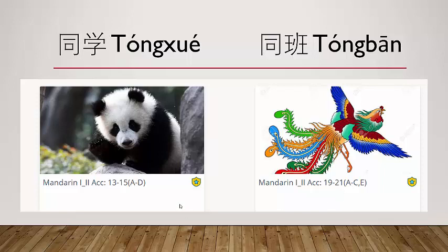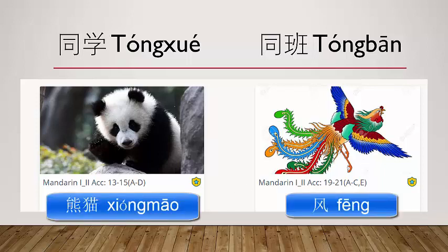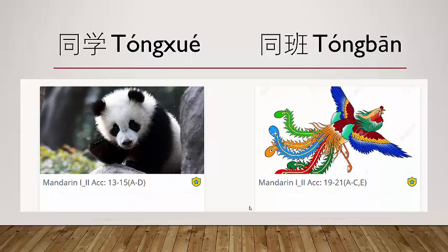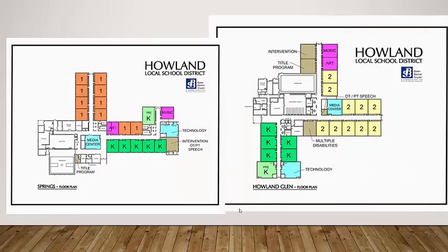So for Mandarin, we have two ban. We have panda ban and phoenix ban, shongmao ban and feng ban. And then in China, it's different from American high schools. Chinese high schools are more like American elementary schools. So you have your grade level and then you have several ban for that grade level.